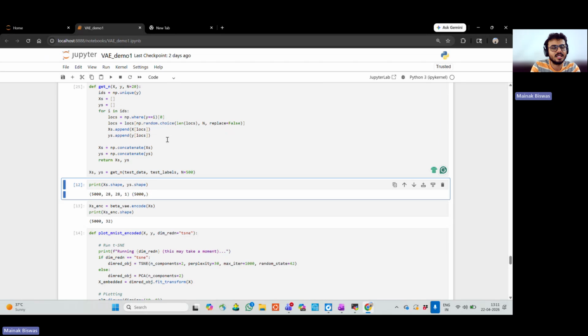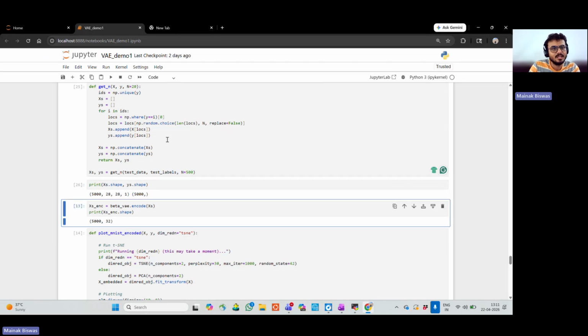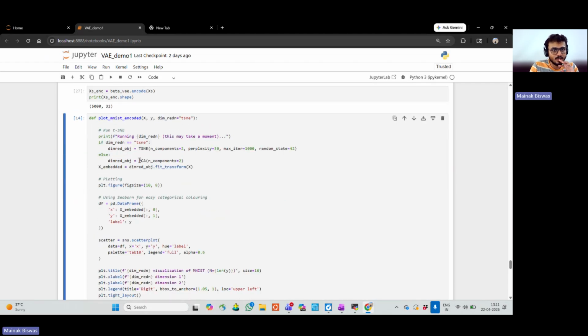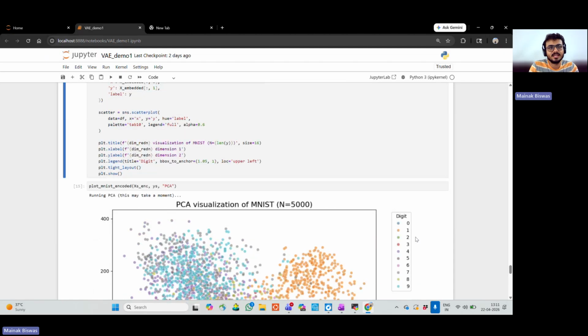I will get say 50 points or 500 points for every sample. And then I will encode the latents. I got 32 dimensional for every data point. And now I will do what is called dimensionality reduction to visualize it. I will do either a t-SNE or a PCA. PCA is, as you have studied in previous classes, keeps the maximum variance components. And I'll see if in the low dimensional space, they are separable.